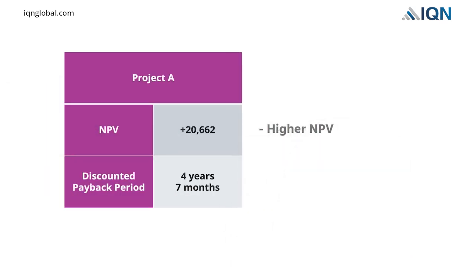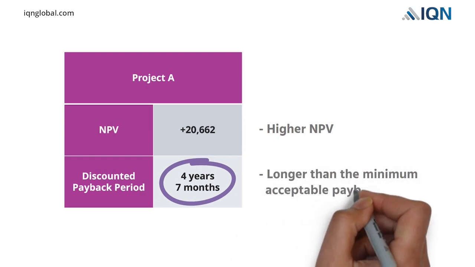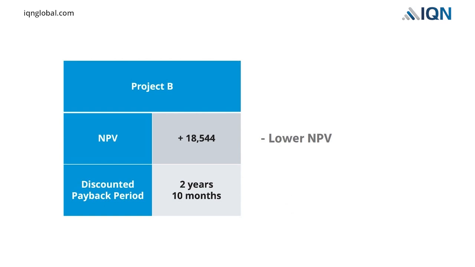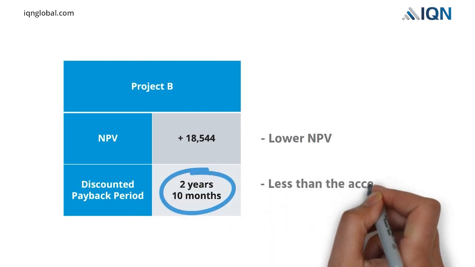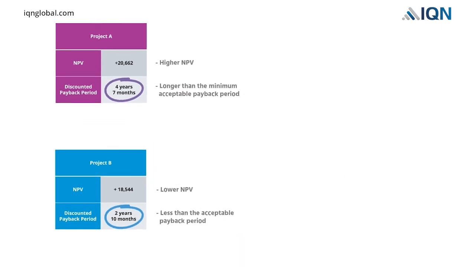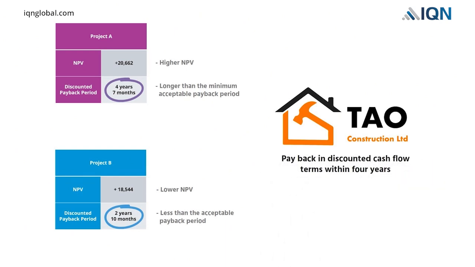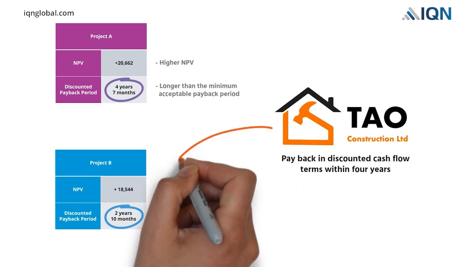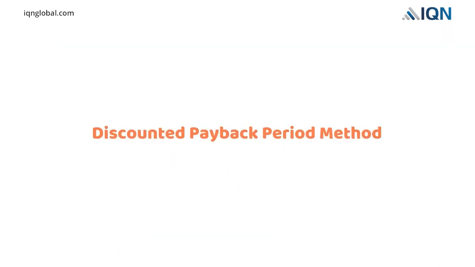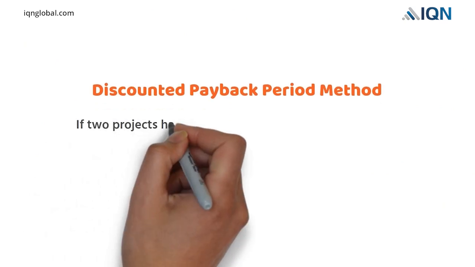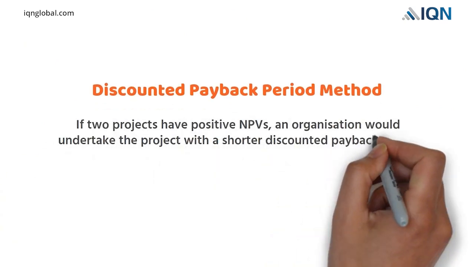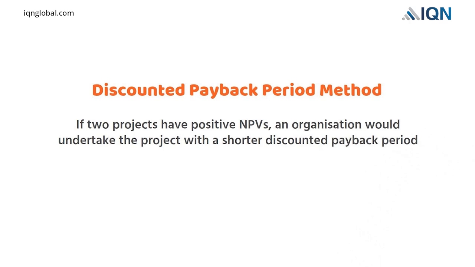Project A has a higher NPV, but pays back after 4 years and 7 months, which is longer than the minimum acceptable payback period. Project B has a lower NPV, but pays back within 3 years, which is less than the acceptable payback period. Teo Construction currently requires all projects to pay back in discounted cash flow terms within 4 years. Based on the investment criteria set by Teo Construction, Project B would be undertaken. According to the discounted payback period method, even if 2 projects have positive NPVs, an organization would undertake the project with a shorter discounted payback period.